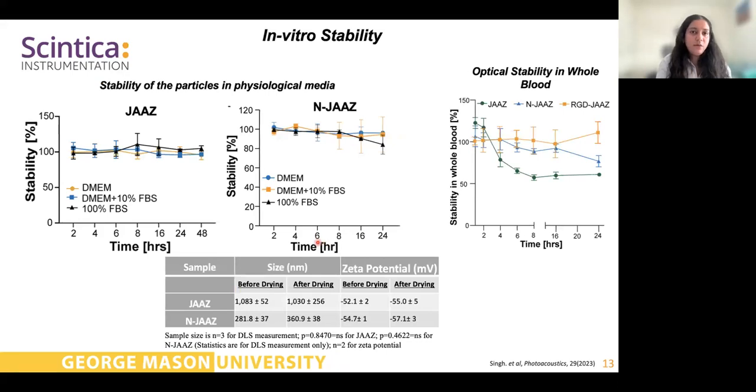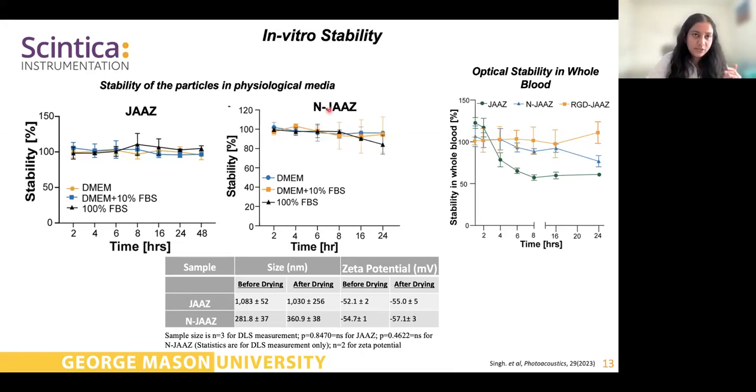Now, since the targeted platform has been made, we wanted to make sure that these particles are stable in vitro in different physiological media. And for that, we measured the change in their optical absorption at 895 nanometer while incubating them for an extended period of time in different media, which is media with serum, and 100% serum at 37 degrees Celsius. And for the JAS particles, which are the micron-sized ones, we did notice that there was no change in the optical absorption for up to 48 hours.